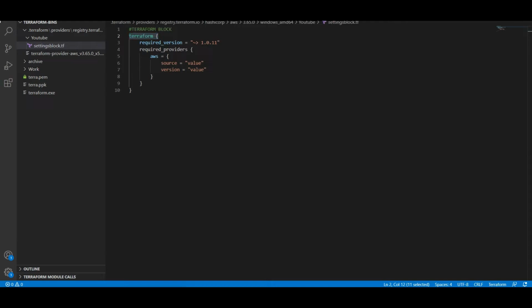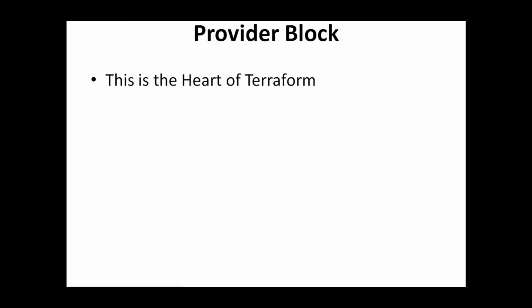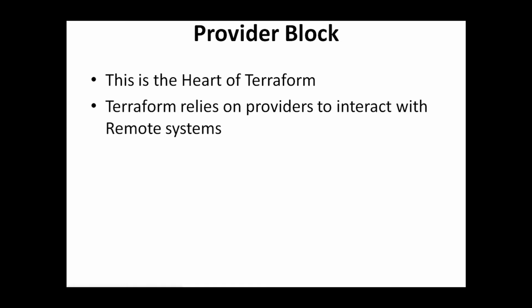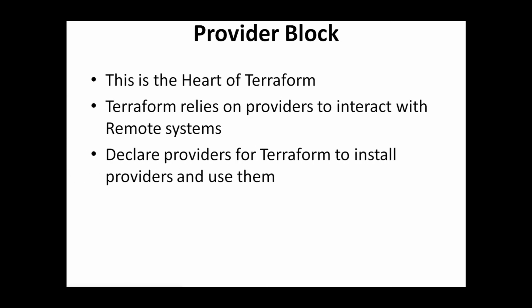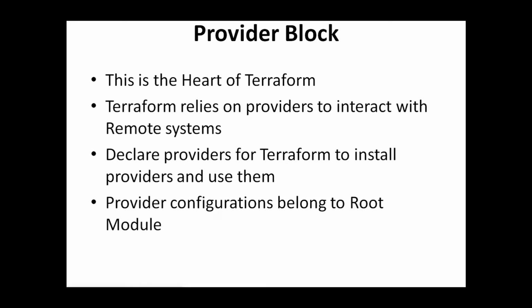So let us go back to our PPT. So provider block, this is the heart of the Terraform. This block sits inside the Terraform CLI and also the respective endpoint, which is nothing but the respective cloud provider. This provider which you are going to download, using this you will be able to provision the infrastructure on respective cloud provider. Terraform relies on providers to interact with remote systems. Declare providers for Terraform to install providers and use them. Provider configurations belong to root module. So in Terraform, you are going to have something called root module, also a child module.